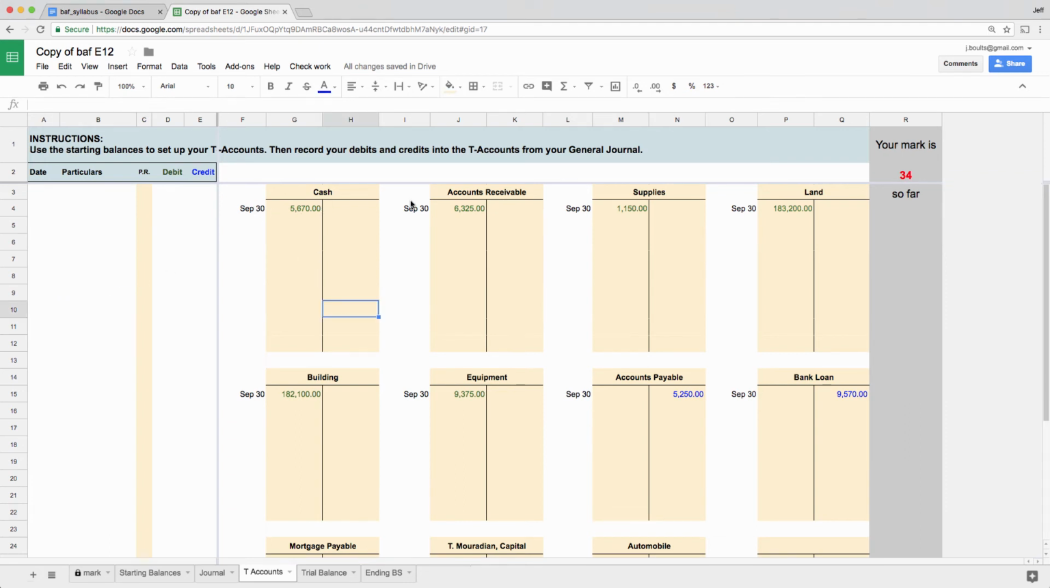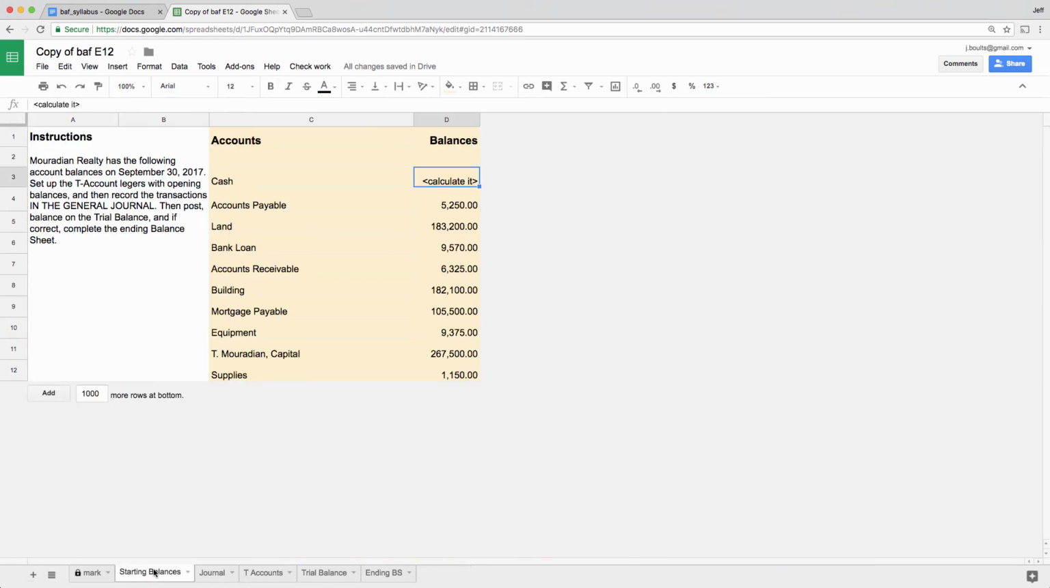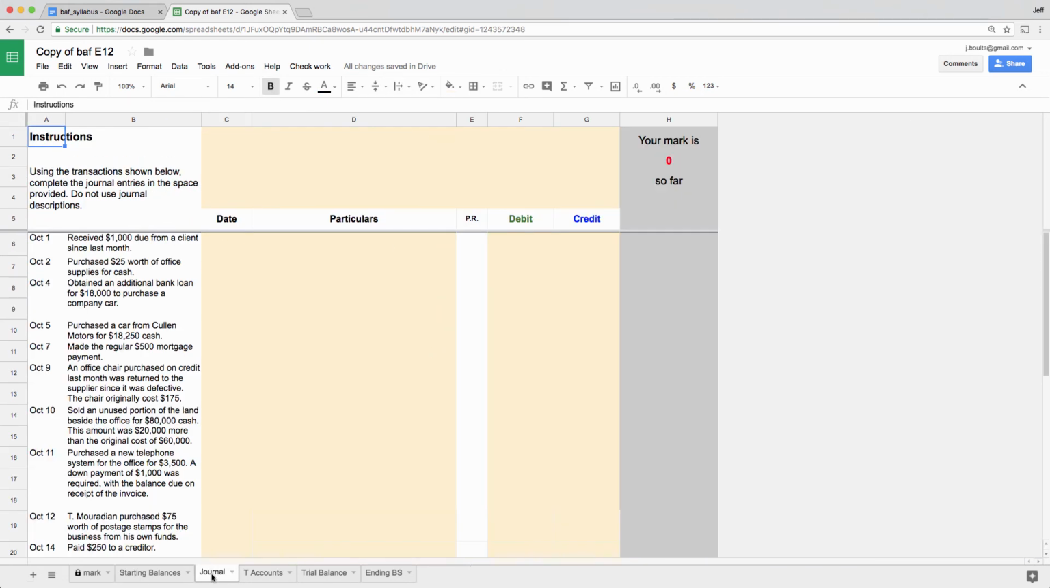So we've set up our accounts and our opening balances. So now I'm going to go back to the journal, right? Because these starting balances are in. Our next step is to journalize our transactions. So I'm going to do the first one for you. And the first one takes place on October the 1st. And our particulars are the accounts that are affected. So we received $1,000 due from a client since last month.